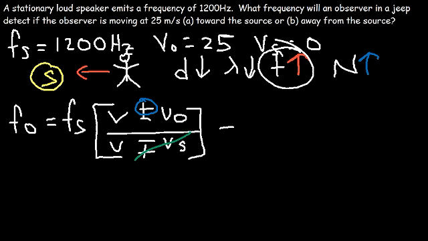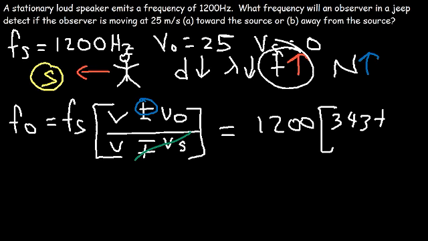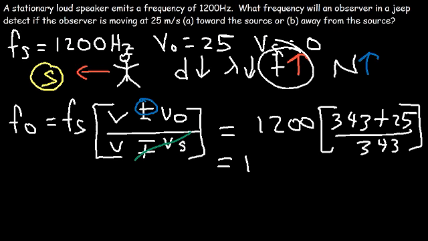So this is going to be 1200 times 343 plus 25 divided by 343. 343 plus 25 is 368 divided by 343. That's 1.0729 times 1200. And this should give you an answer of 1287, rounded to the nearest whole number.